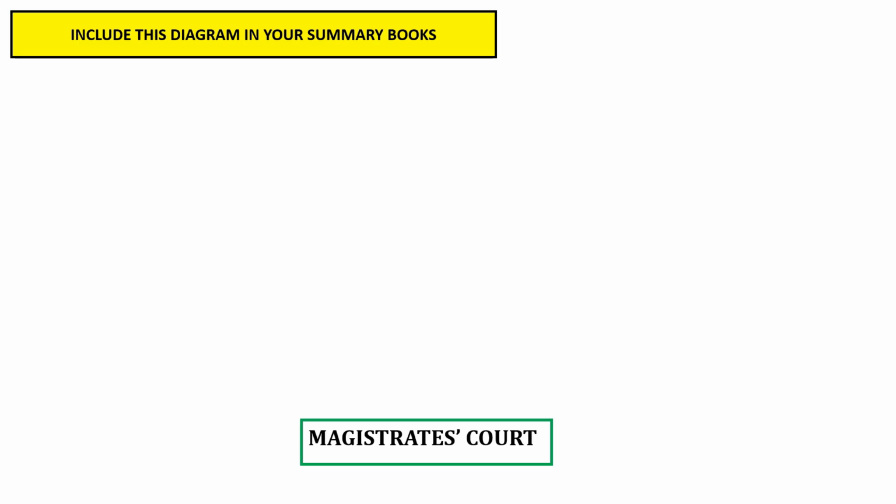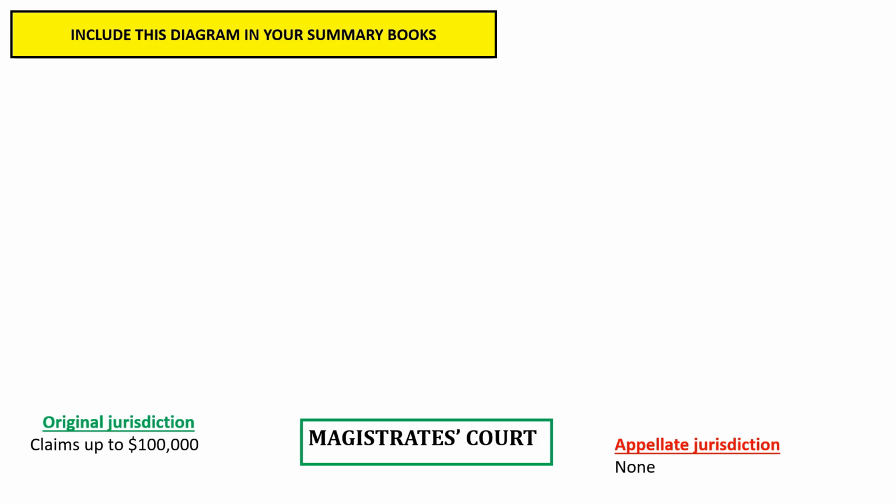Starting at the bottom of the hierarchy, we have the Magistrates' Court. The original jurisdiction of the Magistrates' Court in civil disputes is to hear claims of up to $100,000. Put another way, the Magistrates' Court deals with small civil disputes. And that's appropriate because where a dispute is small, it can be dealt with more quickly and more cost-effectively in the Magistrates' Court. Because the Magistrates' Court is the lowest court in the Victorian civil court hierarchy, it has no appellate jurisdiction. There is no court below the Magistrates' Court from which appeals can be brought to the Magistrates' Court.